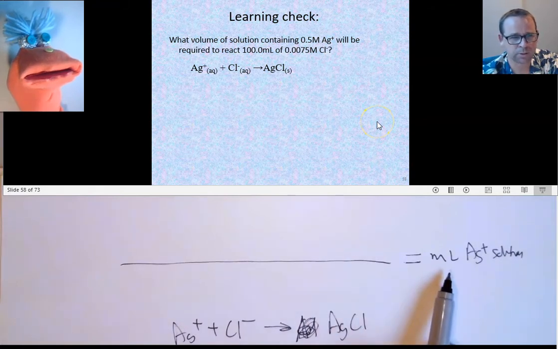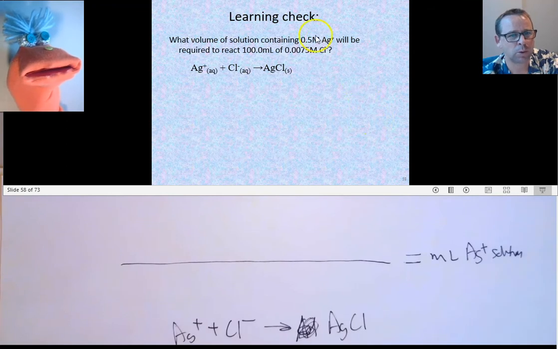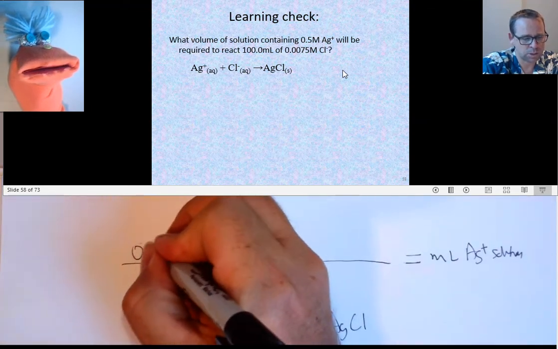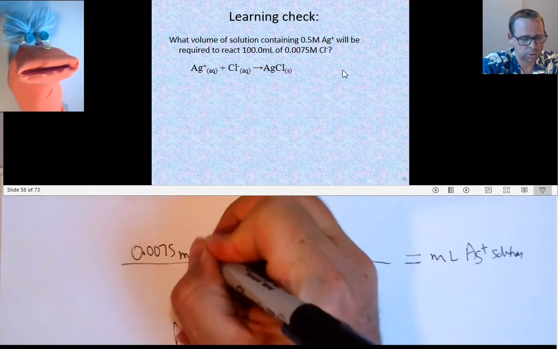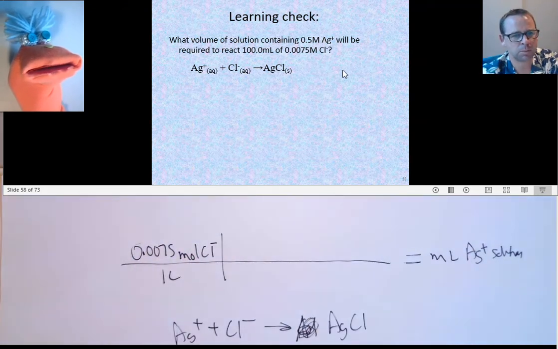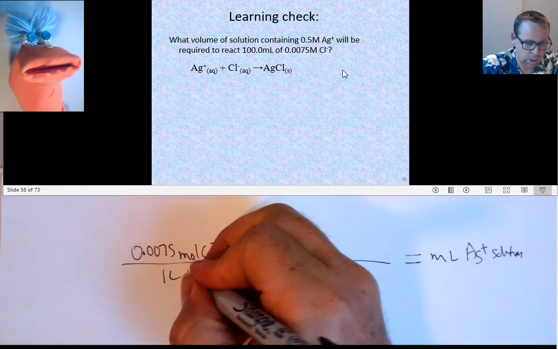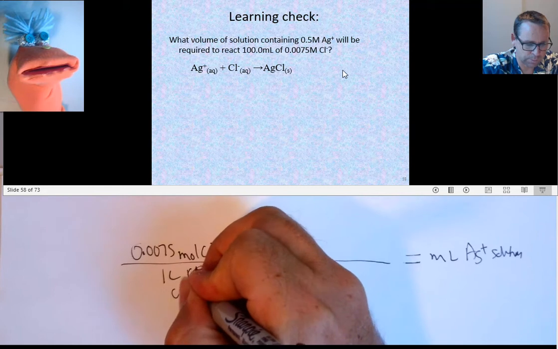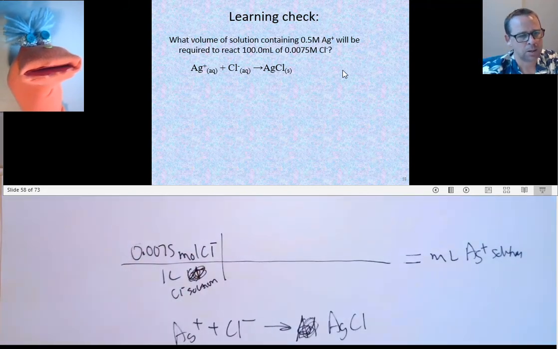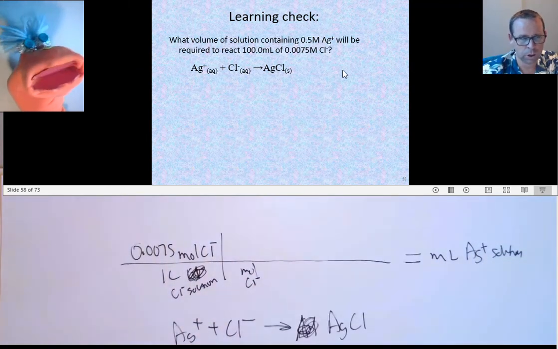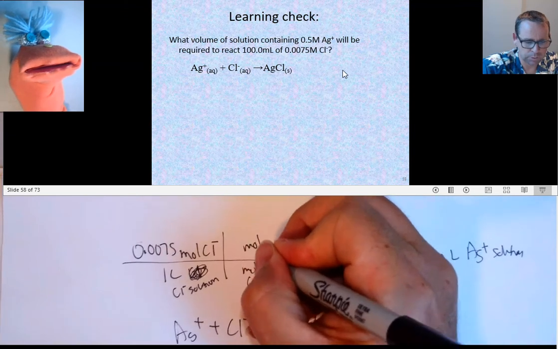get to milliliters of silver ion from moles of chloride ion, right? Oh, okay. So we have 0.0075 moles of chloride ion, all right, for every 1 liter. That's what the molarity means, right? The big M. And this is liter of the chloride ion solution, Cl- ion solution. Okay, so now I can go from moles of chloride ion to what? Moles of silver ion? That's right, moles of silver ion.